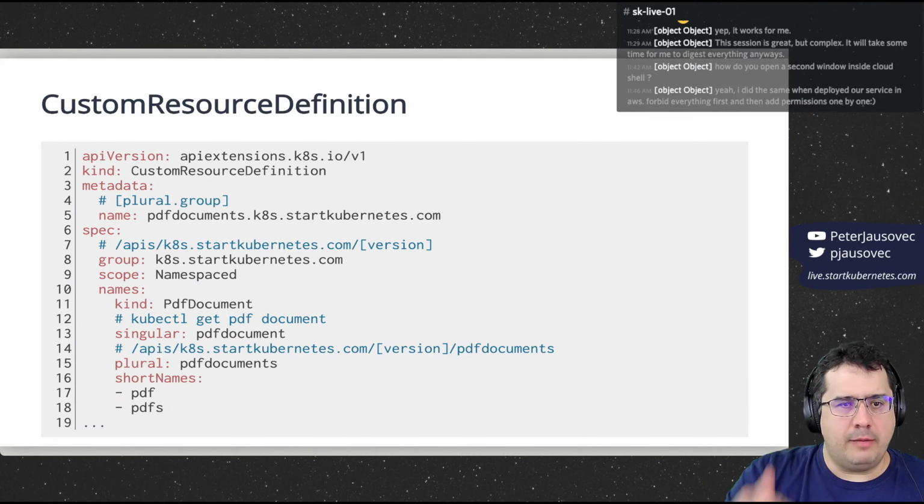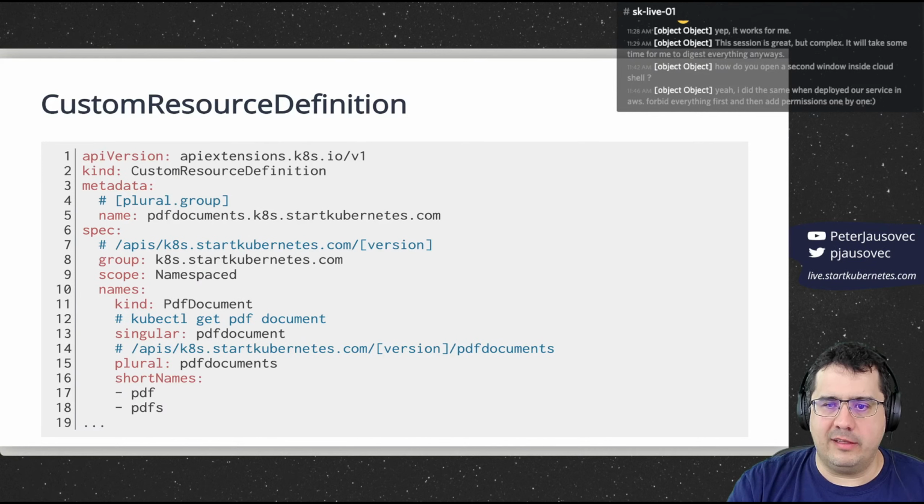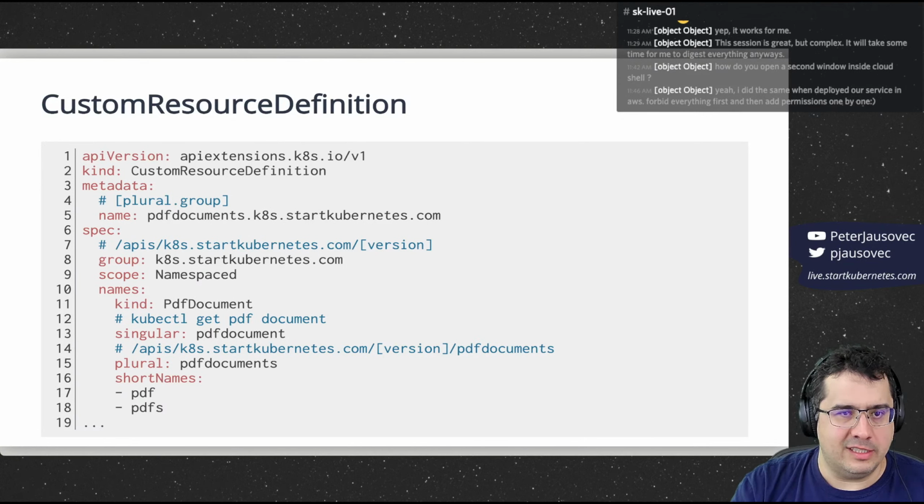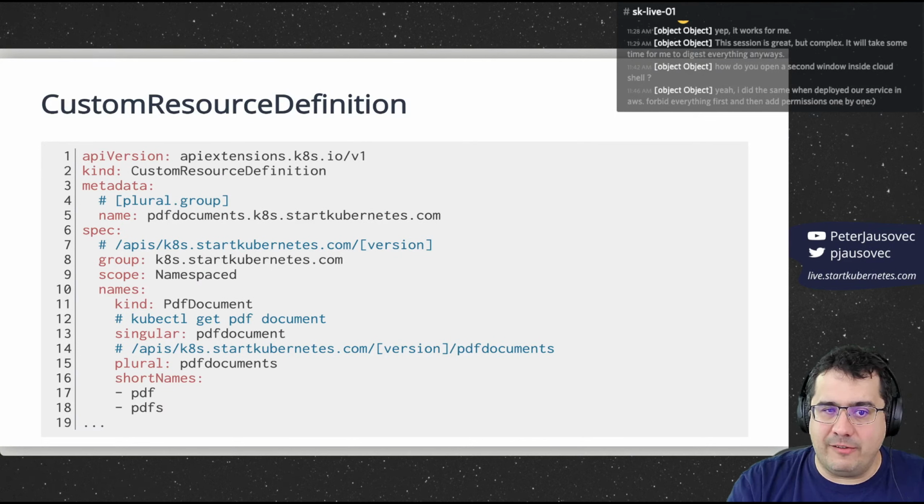Line 9, if we move up, is the scope, which is just saying that this resource has to live within a namespace. The other option that you have here is cluster, if you want to create cluster scoped resources. Then above that on line 8, we have the group name. This, together with the resource version, is also the name that will be used in the REST API URL. So whatever we have on line 7, the group name, is used on line 14 as a full REST API URL, right?